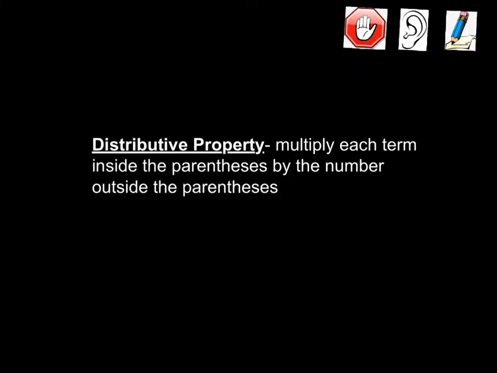So, first we got to stop, we got to listen, and we got to write this down. We just got one definition today, distributive property. And all we need to know is multiply each term inside the parentheses by the number outside of the parentheses. We're distributing some numbers throughout the parentheses. Throw this definition into your notes and then click continue when you're ready to go.